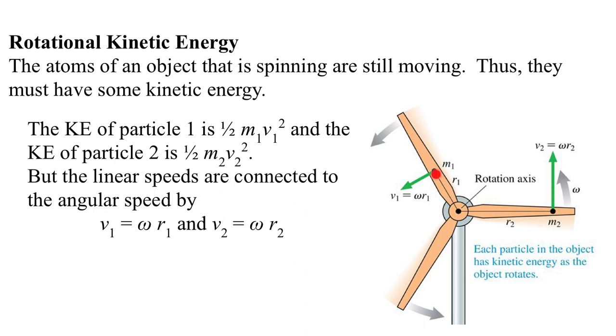And the kinetic energy of particle 1, of course, would be 1/2 m1v1 squared, and the kinetic energy of particle 2, of course, would be 1/2 m2v2 squared. But of course, these linear speeds, v1 and v2, are connected to the angular speed by the thing that we had just talked about, that v1 and v2 are going to be omega times the radius r1 or r2. Right? And so far I've said nothing but just that I can replace these linear velocities with something they're equal to by their angular motion.